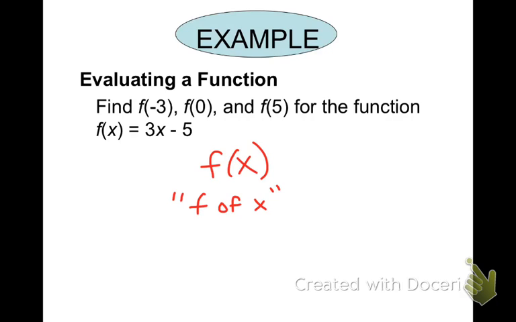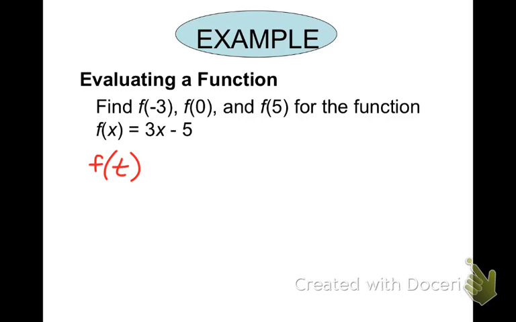Whatever is inside the parentheses usually identifies the variable. So if I were to change this to f of t, what would my expression change to? It would be 3t minus 5, right? If it was f of n, then it would be 3n minus 5, okay? So this identifies the function, this identifies the variable for your expression. This is no different than just y equals. y and f of x are the same thing.